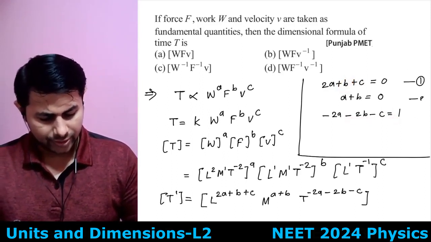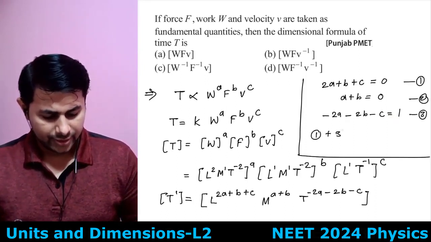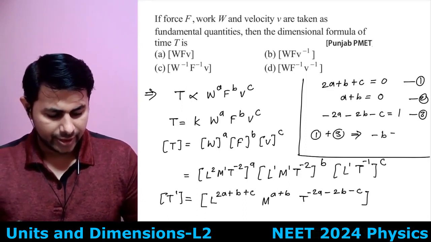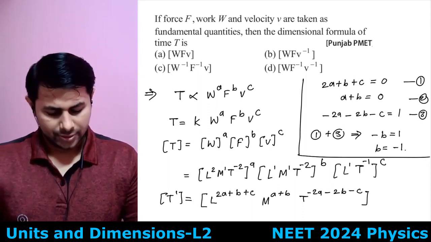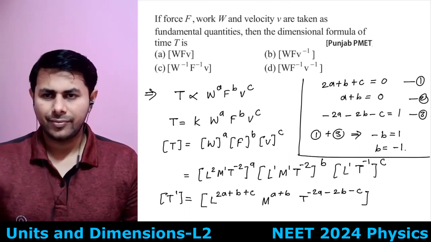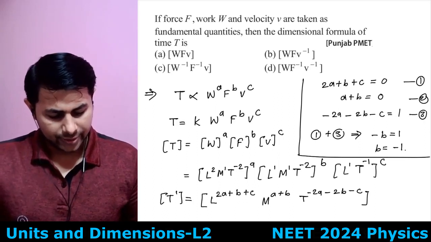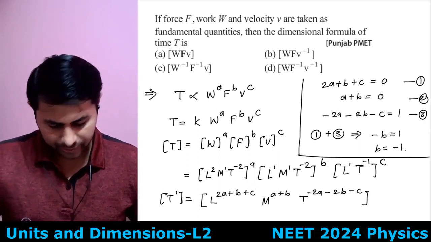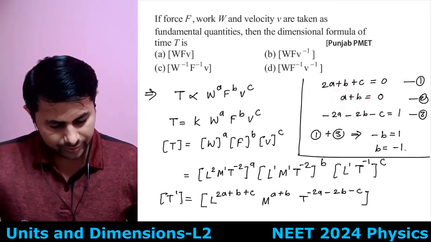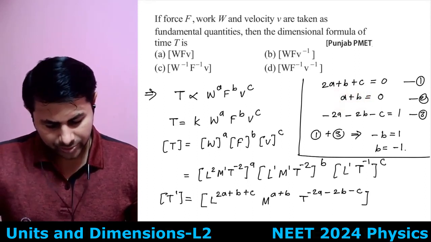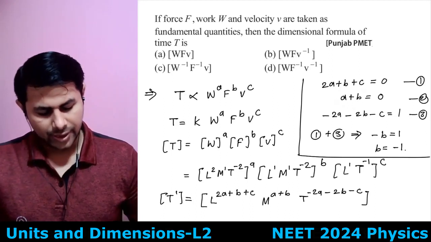Let's call them 1, 2, 3. So adding 1 and 3 implies minus B equals 1, or B is equal to minus 1. Then I can substitute that. Where should we substitute? We can put it in the second equation, A plus B equal to 0.